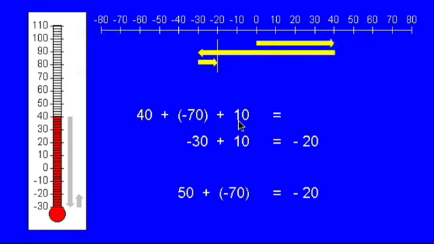So instead of going left to right, you can also collect all the positive numbers together and all the negative numbers together and do one final combination. So here 40 plus 10 is 50, only one negative number. So subtracting the absolute values gives us 20, and you take the sign of the larger.